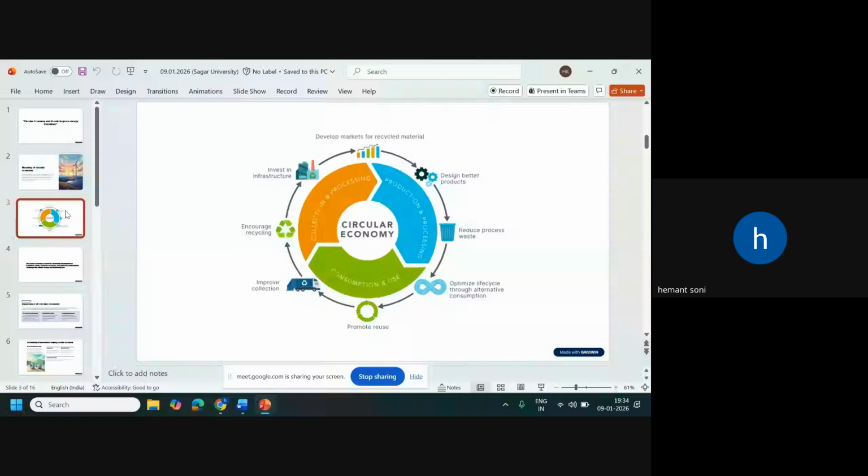Here, as you can see, in a circular economy, which is the innermost circle, there are three immediate outer layers. One is production and processing, then consumption and use of those products, and then collecting whatever remains after the consumption. So collecting and processing those contents which remain, and then trying to use them again for production and processing. The first step would be designing better products, where it is expected that after consumption, the remains will be less or almost no remains.